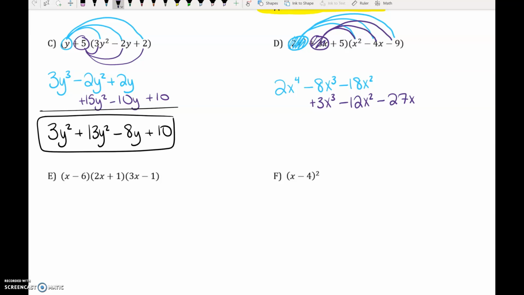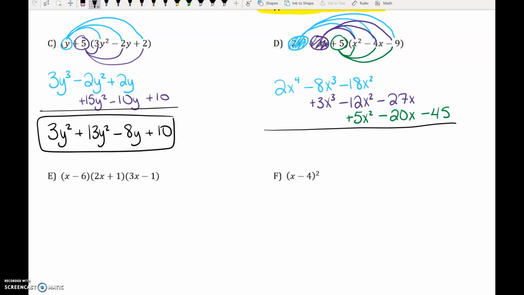I'm done distributing that. Now I need to distribute positive 5. 5 times x squared is 5x squared. We'll write that here, and I know that that's a positive 5x squared. 5 times negative 4x is negative 20x, and 5 times negative 9 is negative 45.